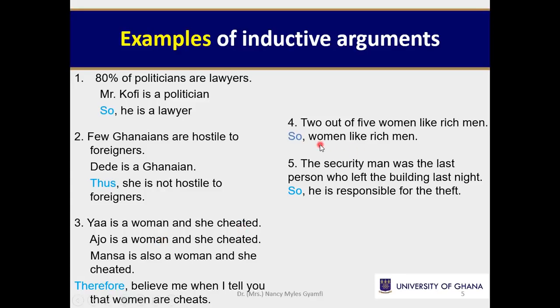Okay. Then look at 4. 2 out of 5 women like rich men. So women like rich men. This is also inductive. Look at my conclusion. I said women like rich men. But you said 2 out of 5. Even if you said 4 out of 5, you cannot therefore conclude that women, that is all women. There will be the possibility of an exception, even if the premises were true. Okay, that's what makes it inductive.